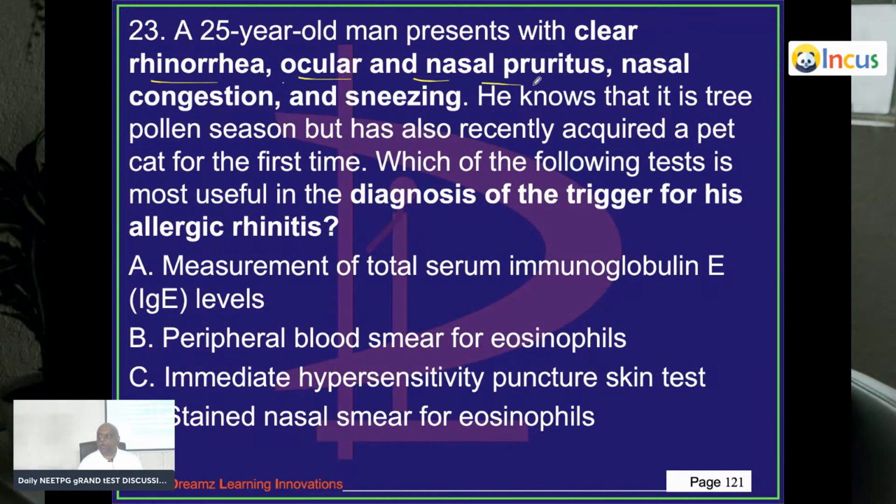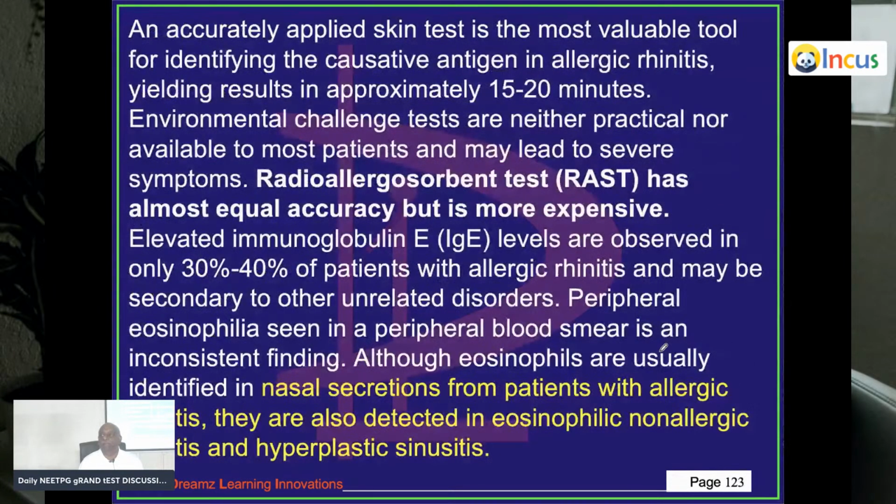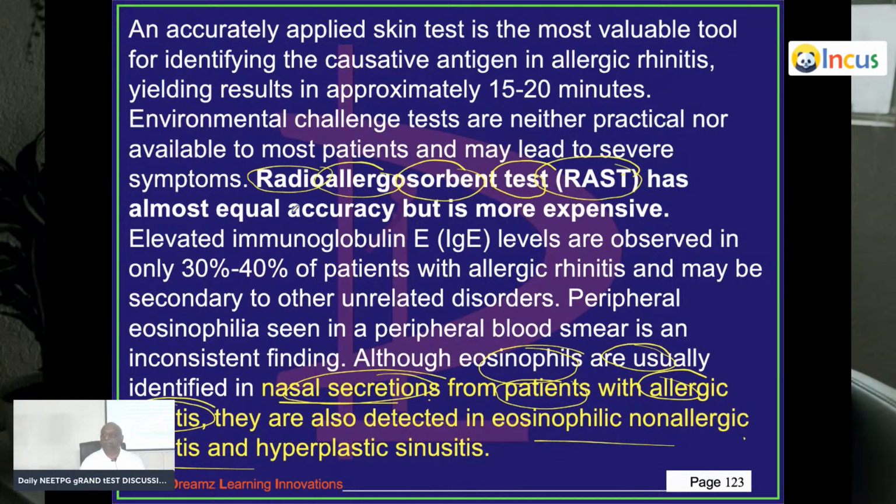25-year-old with clear rhinorrhea, ocular and nasal pruritus, nasal congestion, sneezing. Which test is most useful in diagnosis to trigger immediate hypersensitivity? Puncture skin test will help. Even though eosinophils are usually identified in nasal secretion from patients with allergic rhinitis, they are also detected in non-allergic conditions. The radioallergosorbent test, RAST, has very good accuracy, but it is more expensive.